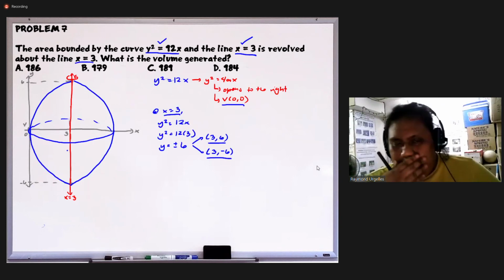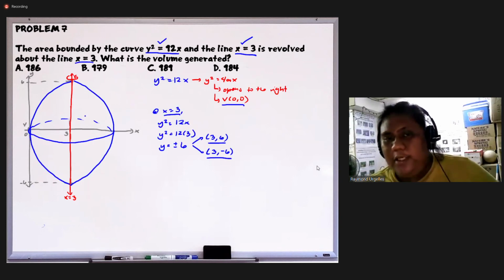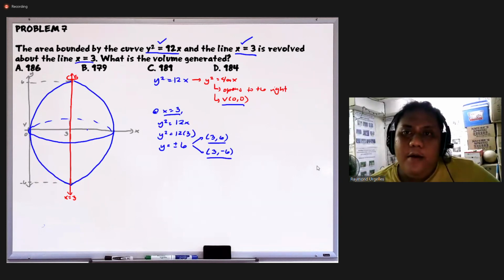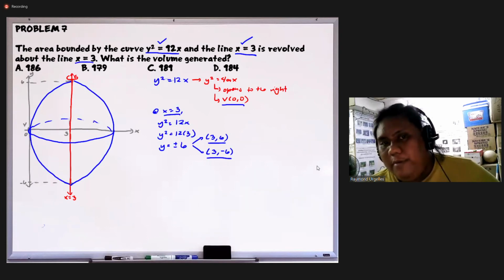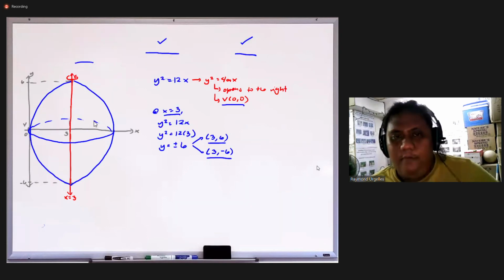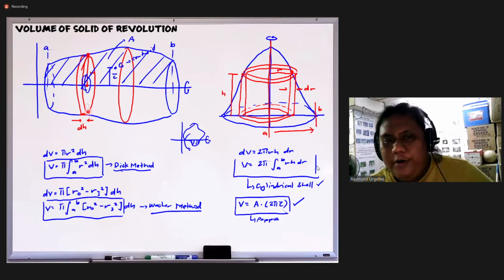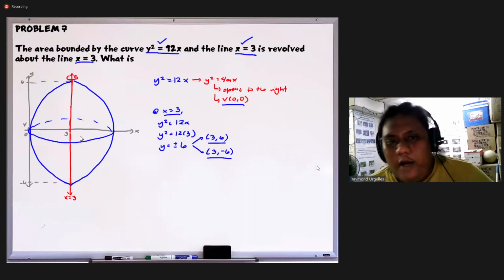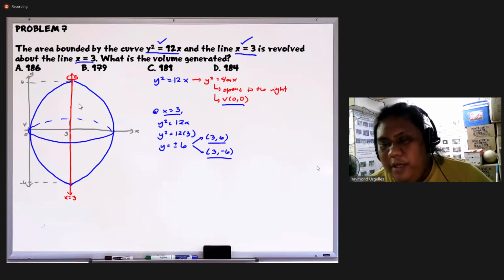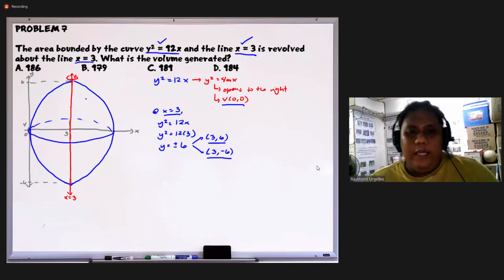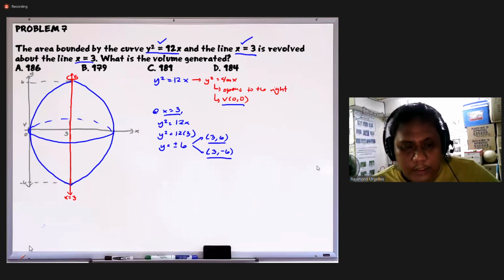So let's try to solve this. Since there is no hole in the middle, we can apply the disk method. Remember that in the disk method, the disks are oriented perpendicular to the axis of revolution. So here our disks will be horizontal.